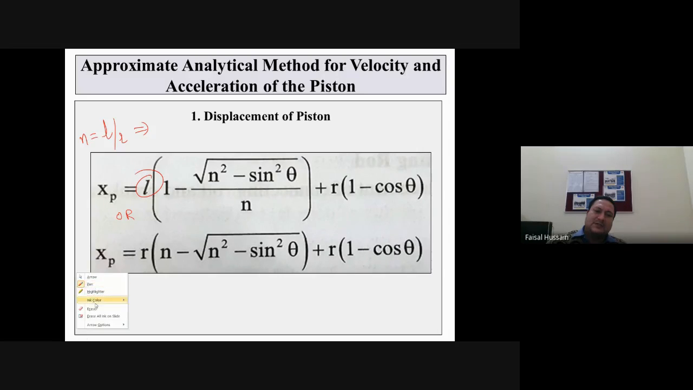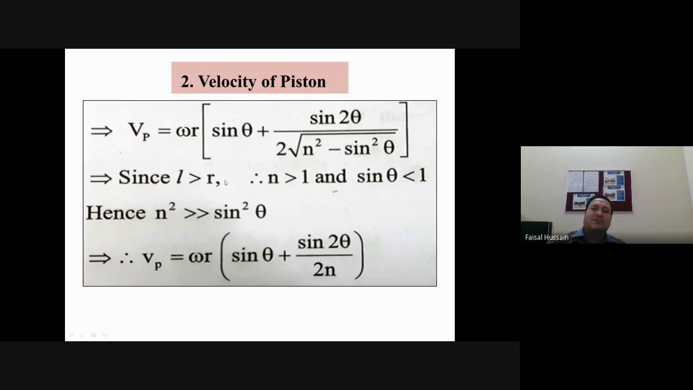Now this is the expression for displacement of piston. If we differentiate this with respect to time, we will get the velocity. So this is the expression for velocity. We have differentiated it; you know how to differentiate it. Velocity dx by dt. Okay, so this is the expression: omega r into sine theta plus sine 2 theta upon 2 under root n square minus sine square theta.